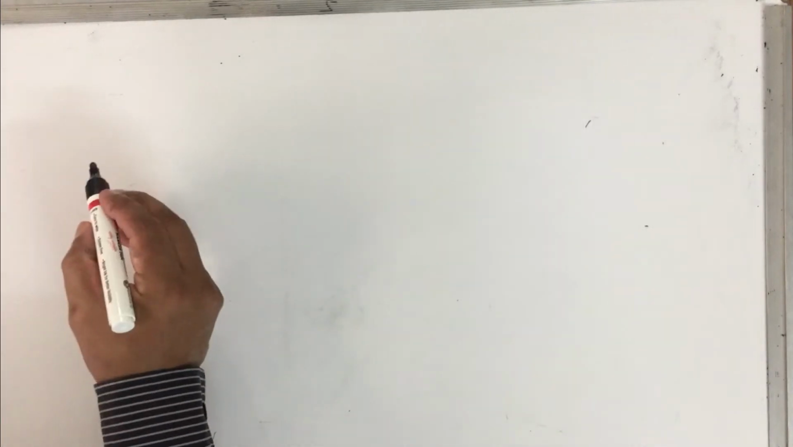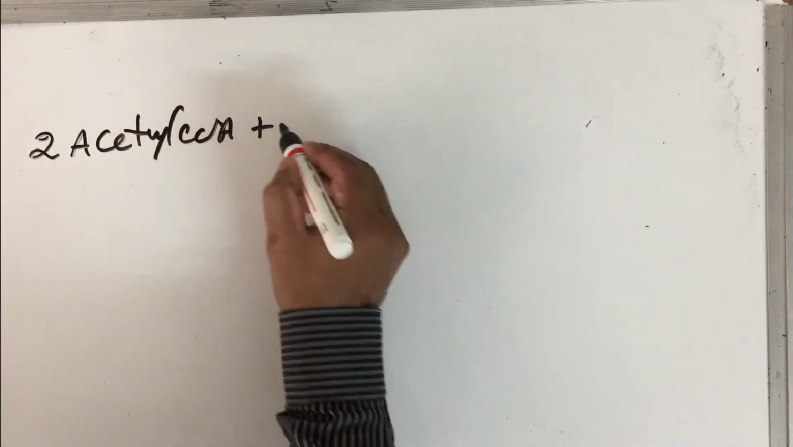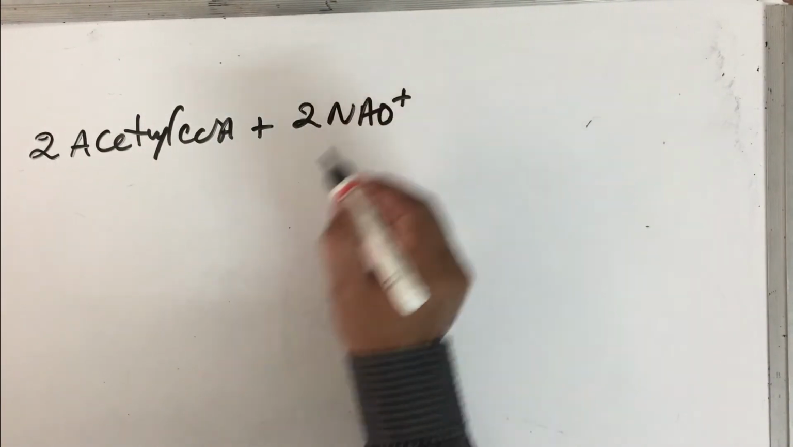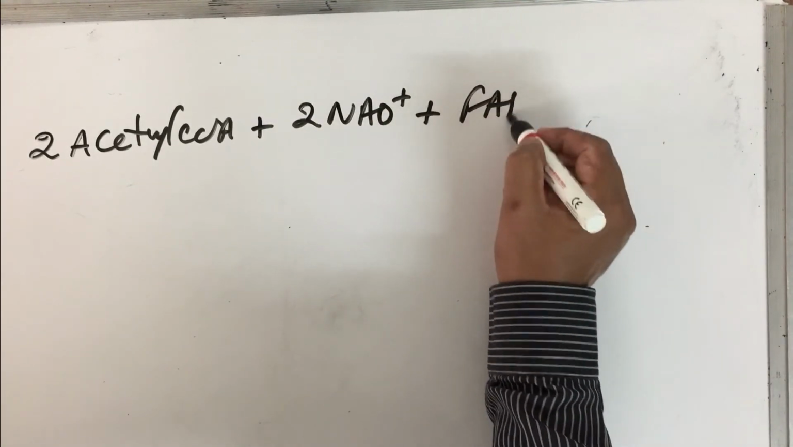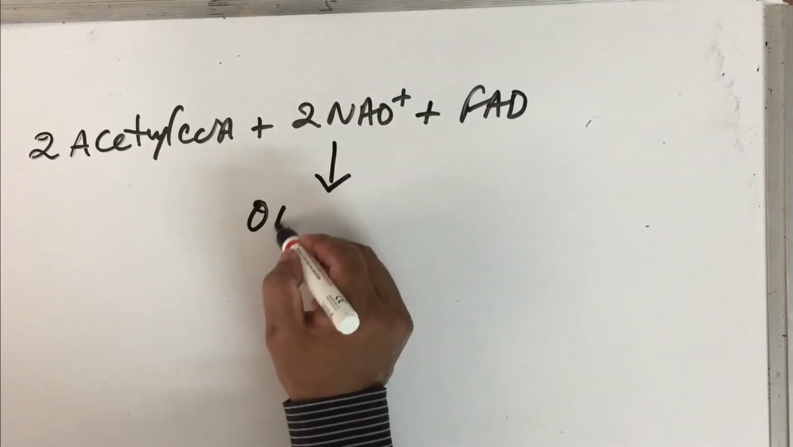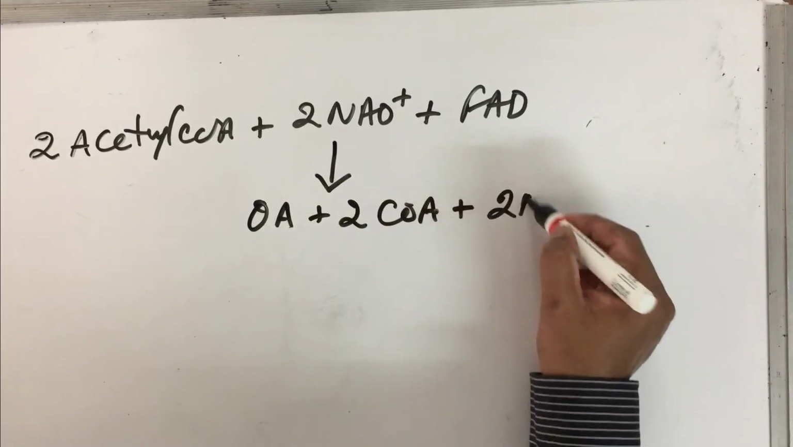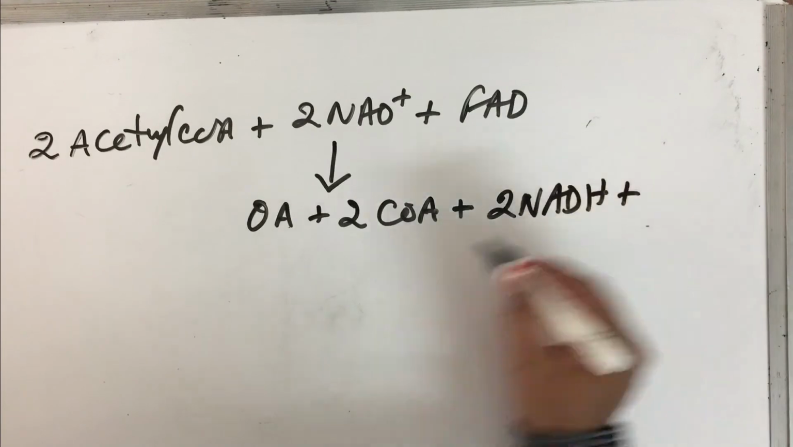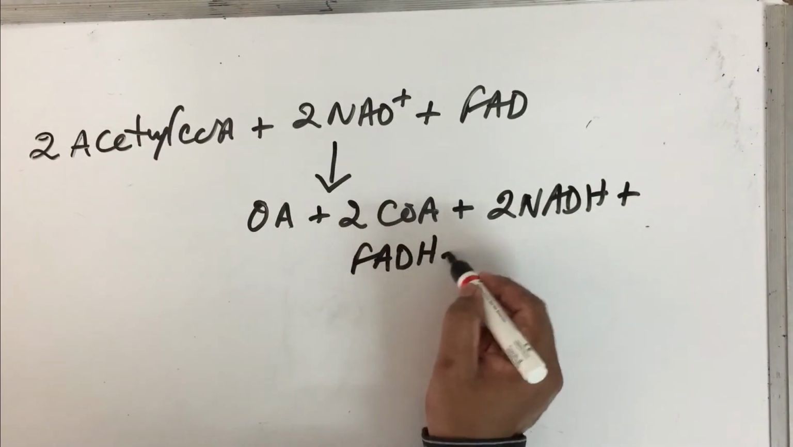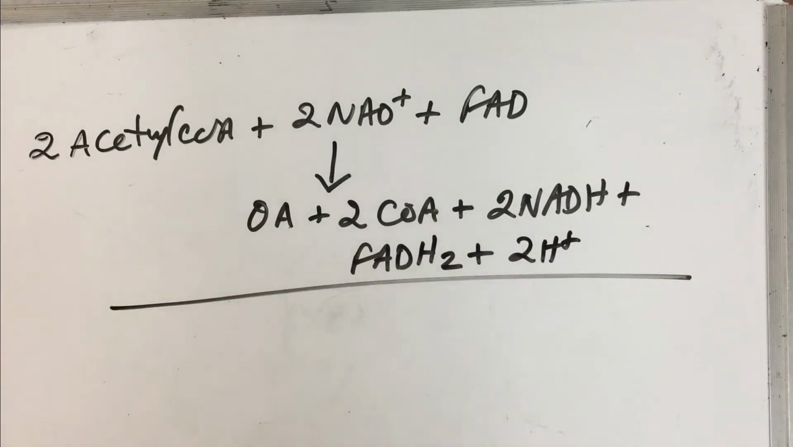Let us write a stoichiometry for the glyoxylate cycle. So we have allowed 2 acetyl-CoA to enter, 2 NAD plus is added, 1 FAD. So that will result in oxaloacetic acid plus 2 CoA molecules plus 2 NADH plus 1 FADH2 plus 2 H plus. So this is going to be the overall stoichiometry of the glyoxylate cycle.